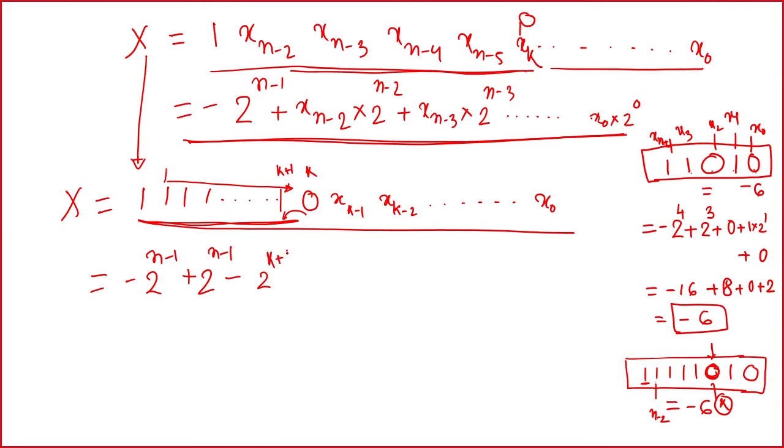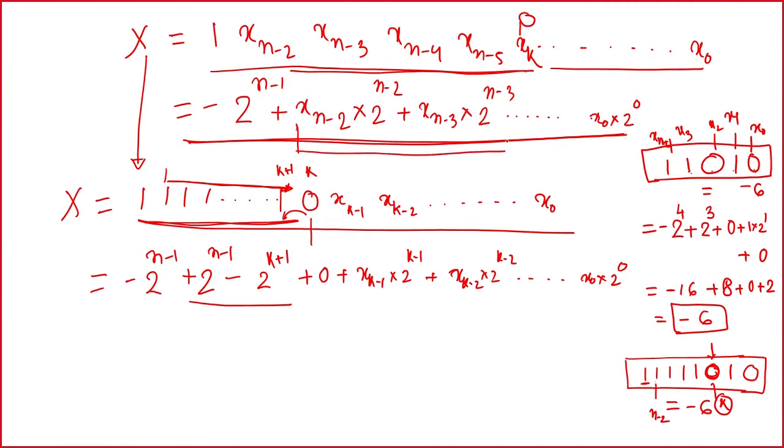power k plus 1. 0 we cannot do anything, plus whatever the value x k minus 1 into 2 to the power k minus 1 plus x k minus 2 into 2 to the power k minus 2 and so on. x 0 means we can write x 0 into 2 to the power 0. This is clear, because this part we are writing here, earlier we wrote this part, up to k 0. Now, this will cancel out.